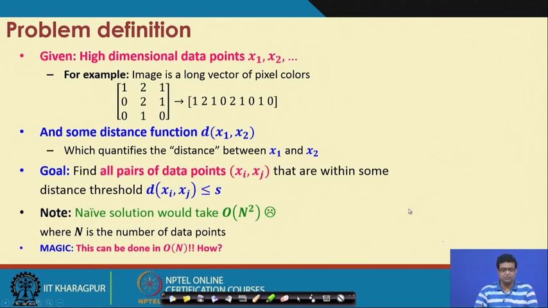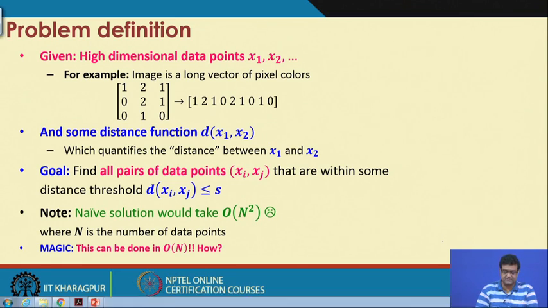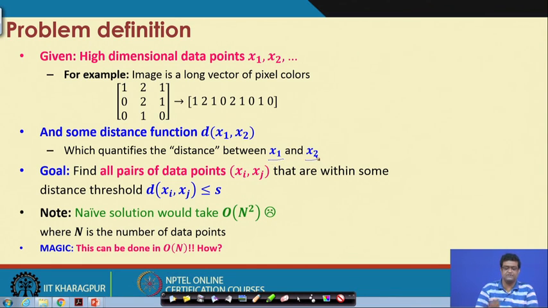So, what is the problem definition? You do not want to find an exact duplicate, you want to find a nearest neighbor. So, you first define some sort of a distance between any two data points. Given two data points x1 and x2, you define a distance between them, and then the goal is to retrieve all pairs of data points xi and xj that are within this distance threshold. And as you can understand, this is an order n square problem.